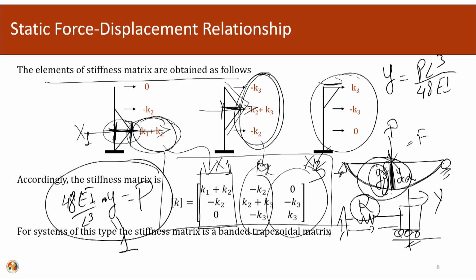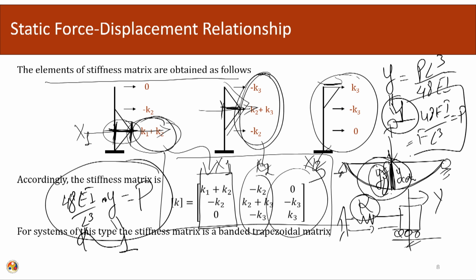So, the value of the stiffness, if y equals 1, what is the value of the force required? The value of the force required becomes 48 EI over L cube. The value of P becomes 48 EI over L cube, and this P is nothing but my stiffness in the system. So, the stiffness is defined as the amount of force required to cause a unit displacement.